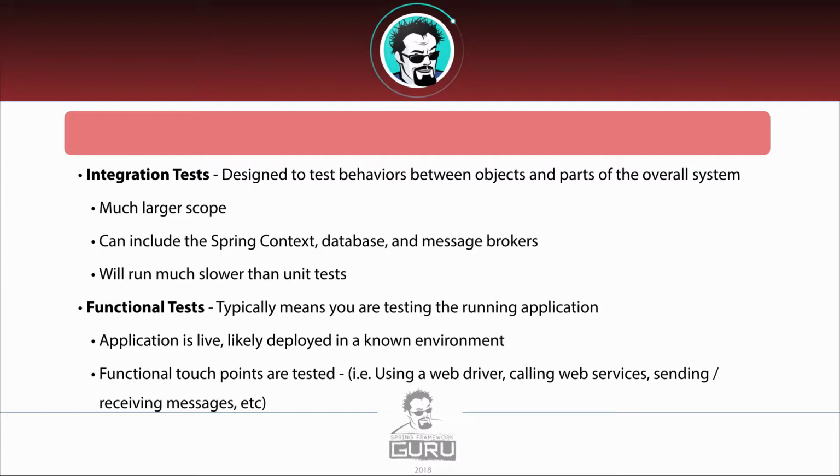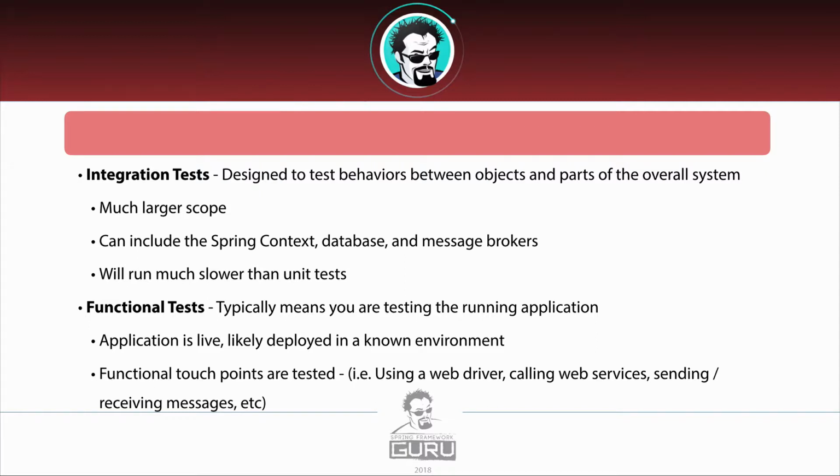So you're going to do, as I said, functional touch points. You might use a web driver to drive a web page. You might be calling web services from the deployed service. You might be sending and receiving messages from a broker. So functional tests are going to be a lot higher level that you're going to be testing. And obviously, since you've actually compiled everything and deployed to a known environment, they are very, very slow overall.